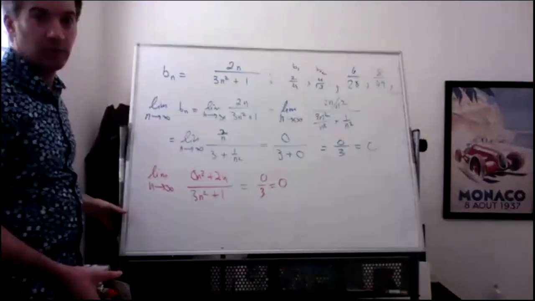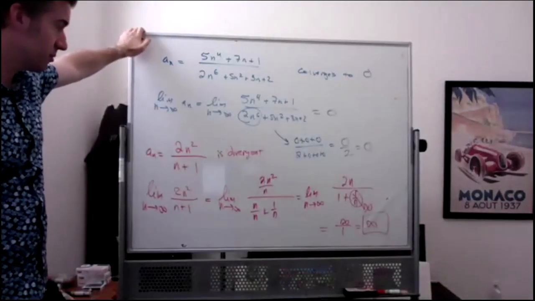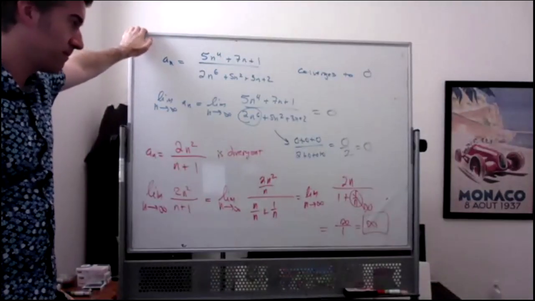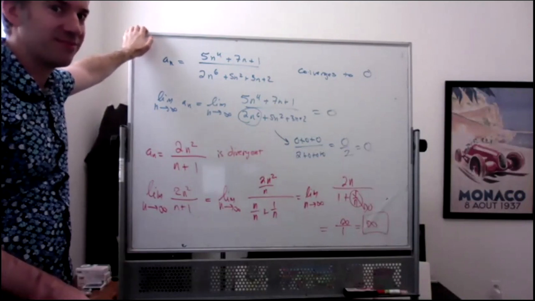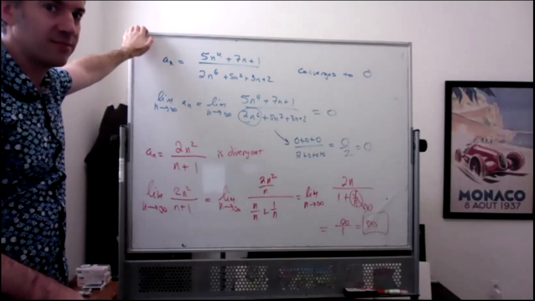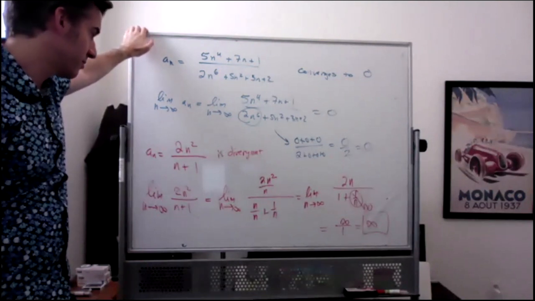I had a question. Go ahead. The reason why we divide by the highest power on the bottom, is it because if you have a denominator that has an n in it, it's equal to 0?